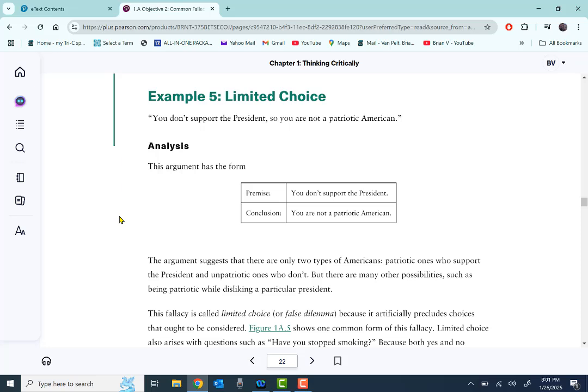This is not a good enough description, because what they're trying to do is indicate that you're not a good enough American if you don't support this president. So they're also using sort of an emotional appeal here as well. They're trying to get you to feel bad about that. But the fact is, they didn't give you all the possible choices that you have.